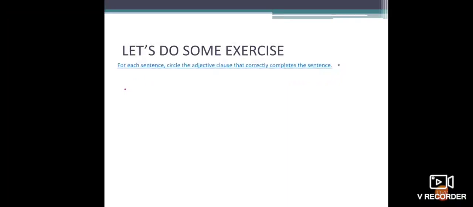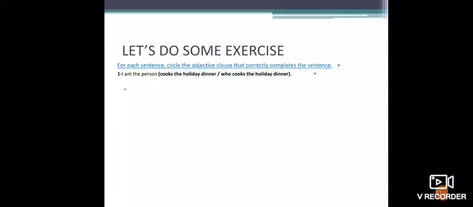But here, you will circle the adjective clause that correctly completes the sentence. Number 1, I am the person who cooks the holiday dinner, or who cooks the holiday dinner. Where is the correct answer here? Perfect. The correct answer here is who cooks the holiday dinner. As you know, I have to put the subject relative pronoun who in this sentence.